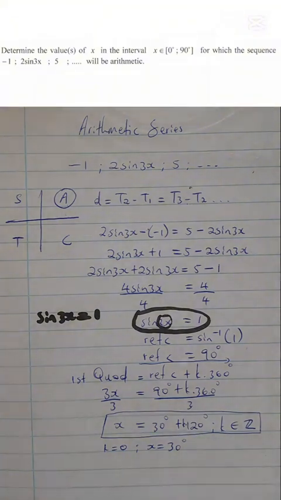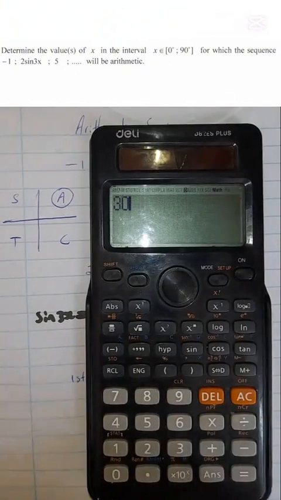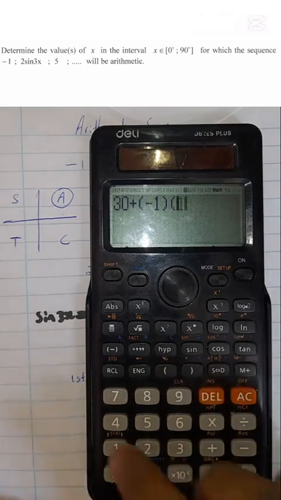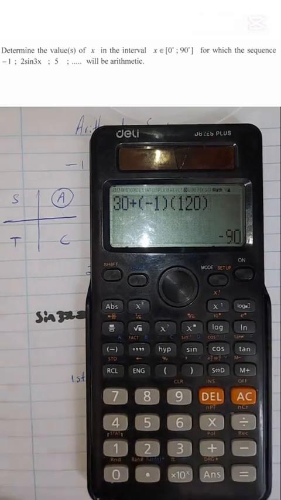If k is equal to -1, we're going to have 30 plus -1 multiplied by 120. What is that going to be equal to? That is going to be equal to -90 degrees, and that is in the fourth quadrant. We're looking for the value of x that is in the first quadrant, so -1 does not work.